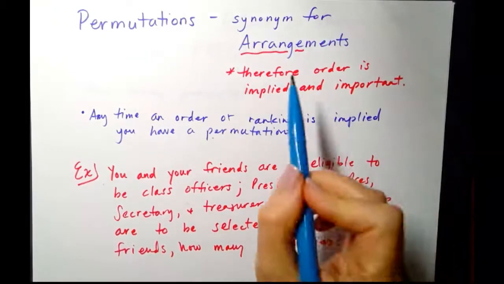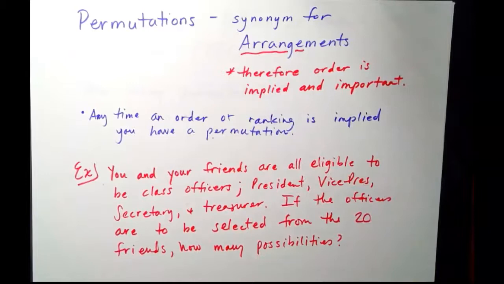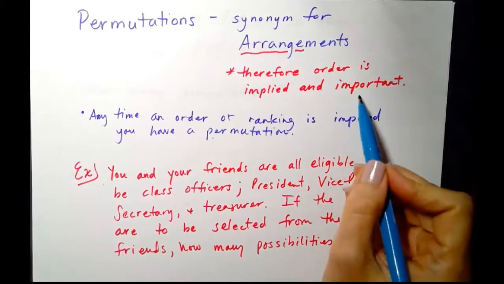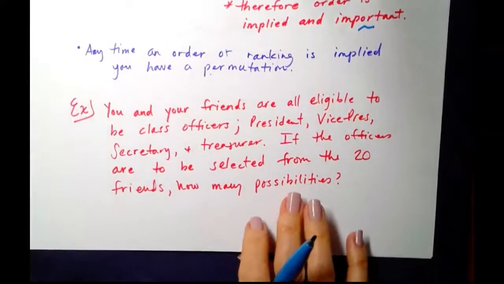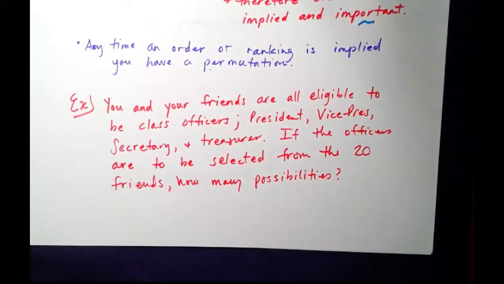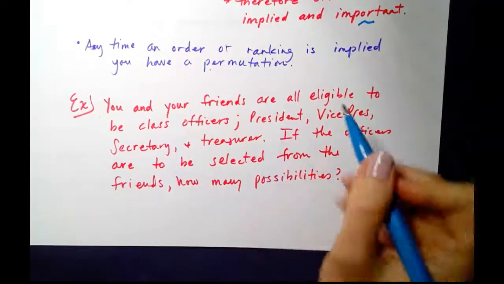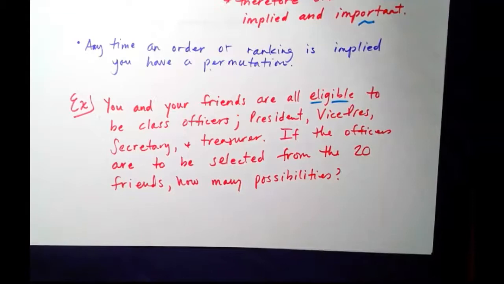Next, permutations. Permutations is a synonym for arrangements. And if we have an arrangement, clearly an order is implied, and it's important. So anytime an order or a ranking is implied, you have a permutation. So here's an example. You and your friends are all eligible, equally eligible, to be class officers.